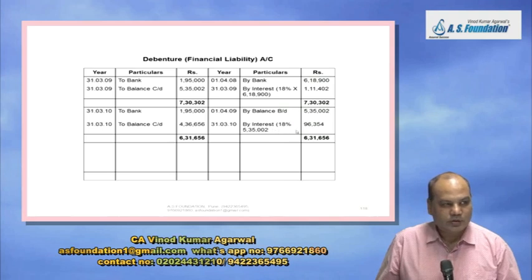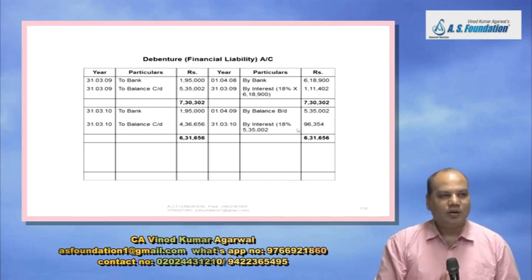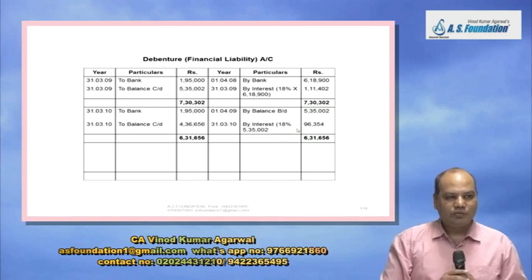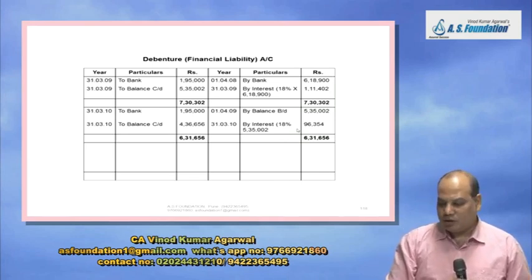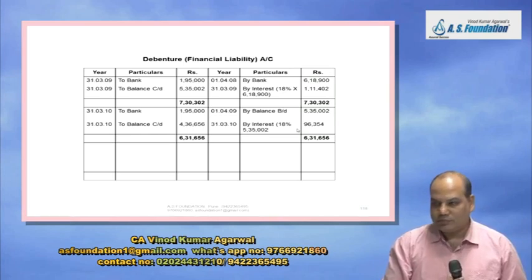By interest expense. This is the effective interest rate method. We are going to solve a similar problem again in IFRS 9 also. To bank 1,95,000. To balance carried down. Check, approximately 436,656.